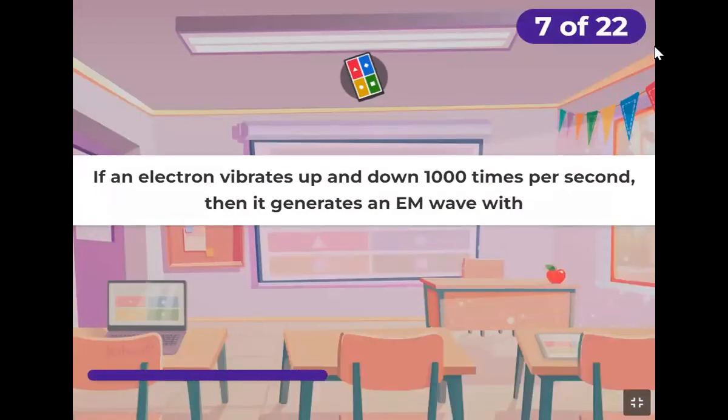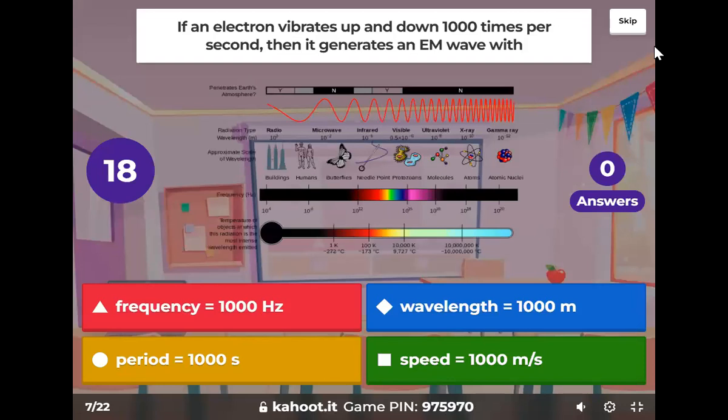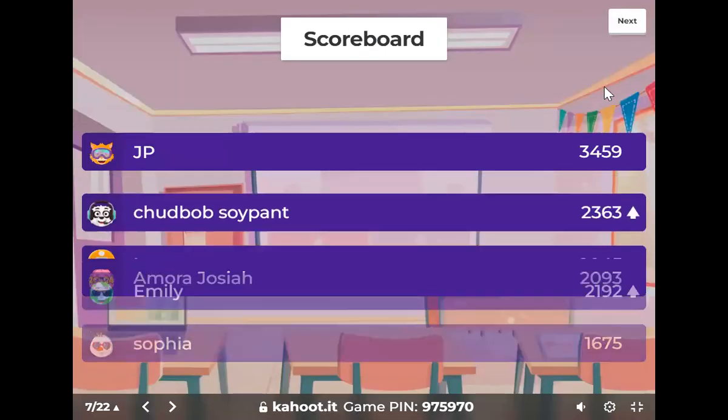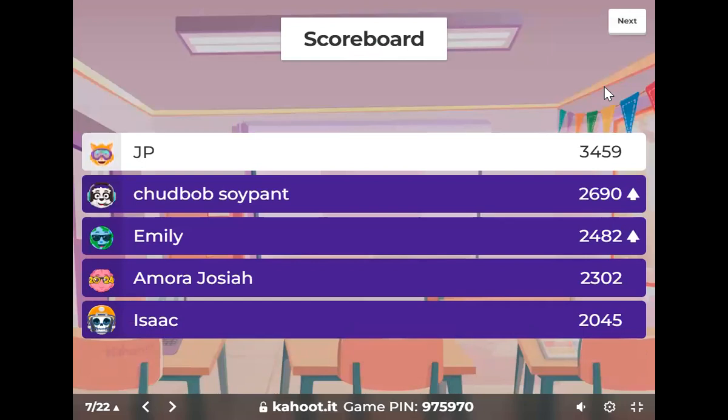Electron vibrates 1,000 times per second. 1,000 hertz. Yeah, frequency 1,000 hertz. That's what we're talking about. All right, you guys get that? Frequency 1,000 hertz. That's what 1,000 times per second means. I got Isaac, Amora Josiah, Emily, Bob Serpent, JP.